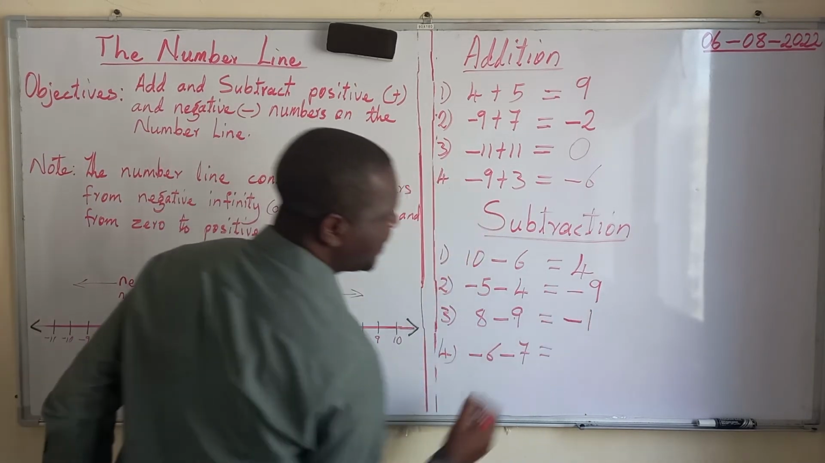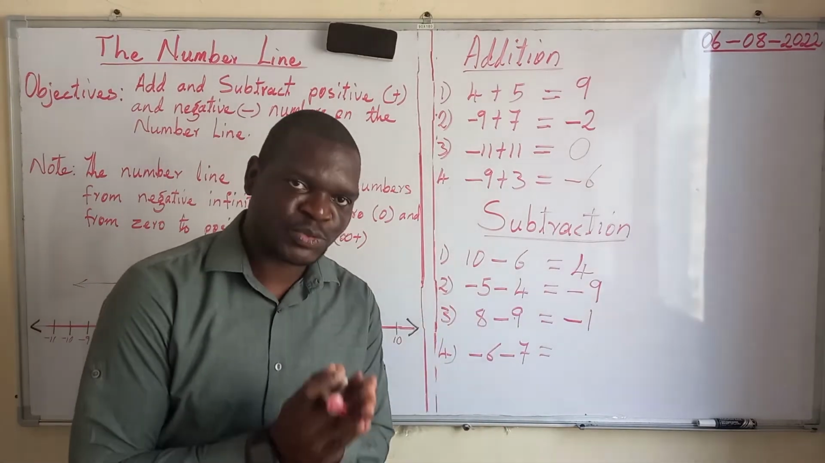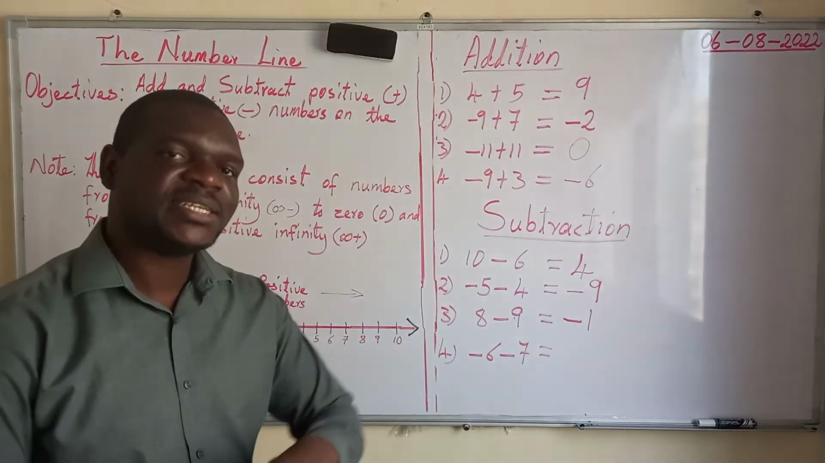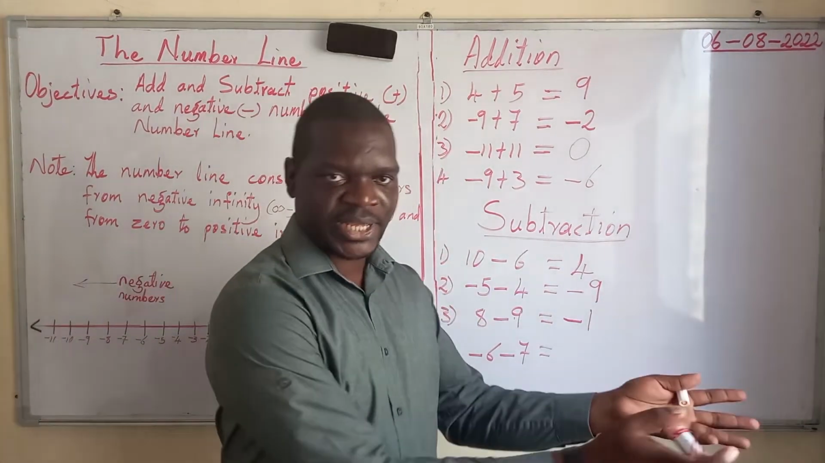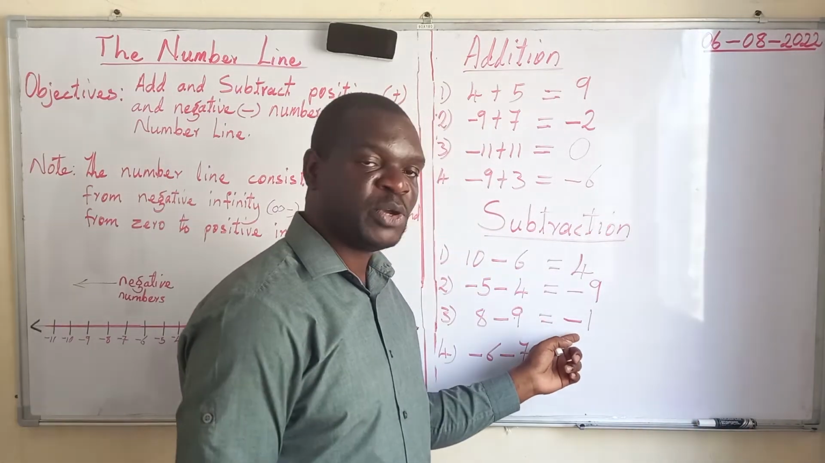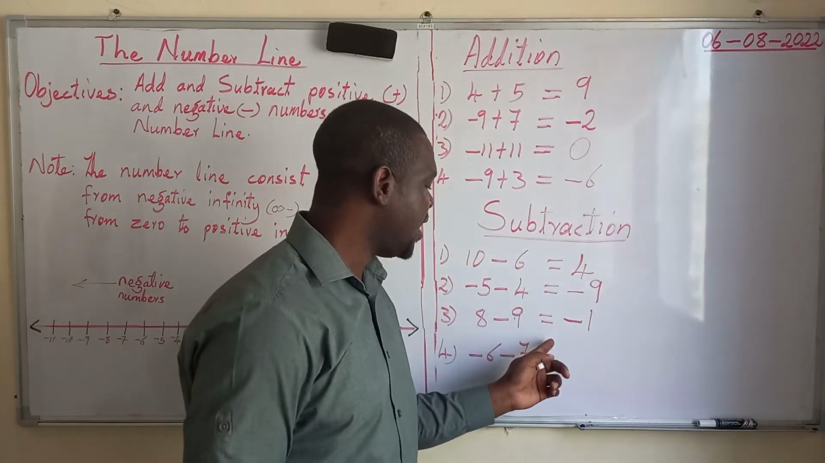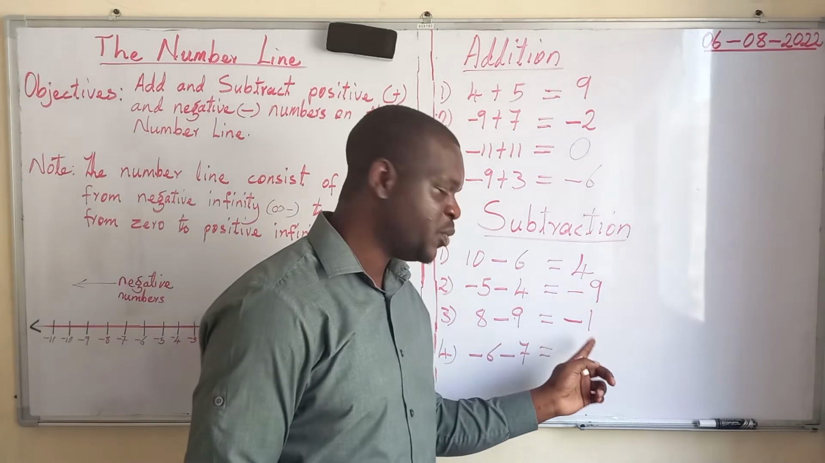Negative 1 simply because I have 8 items with me, and from this 8 I'm owing 9. I'm supposed to pay 9. So I will give out all the 8 and I will still be left with 1 to pay. I will still be owing 1. That's the reason why 8 minus 9 will give us negative 1.